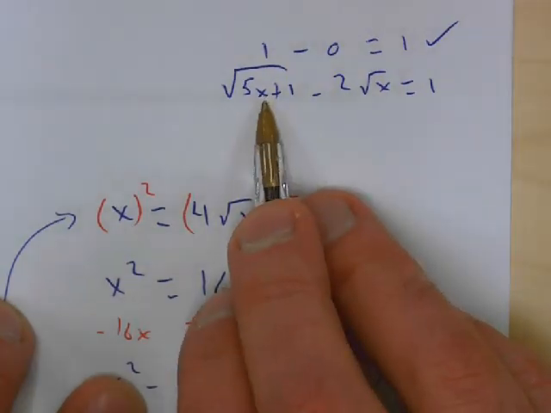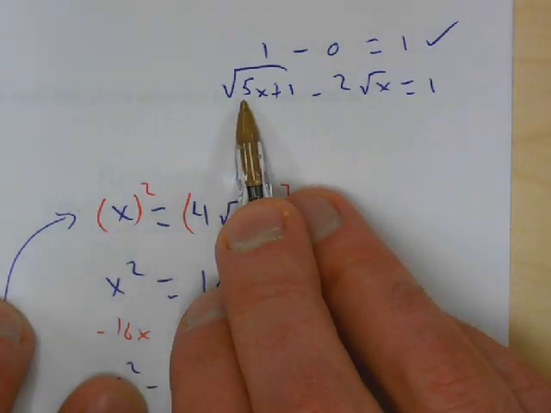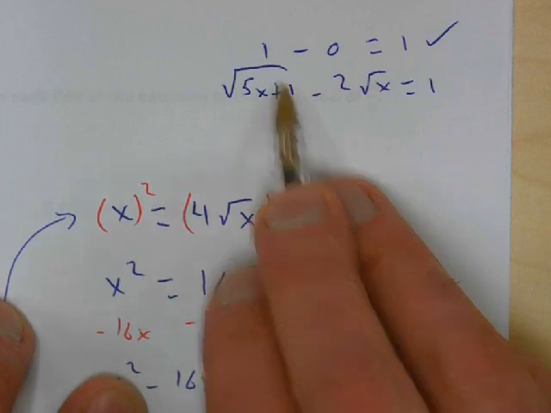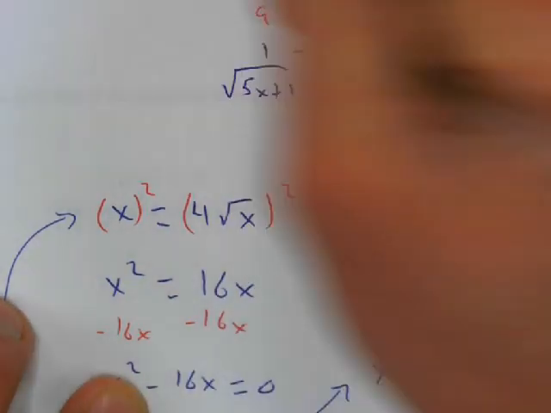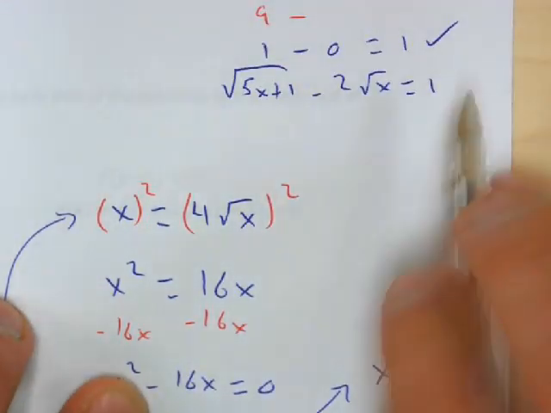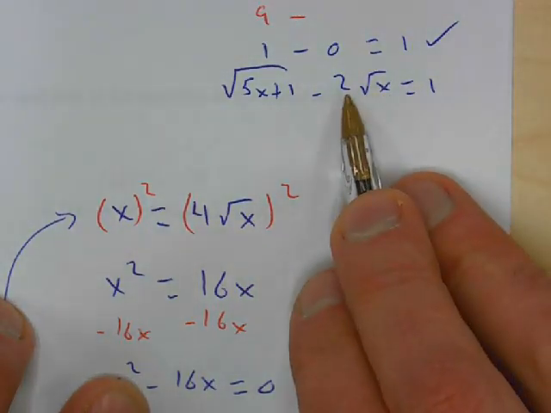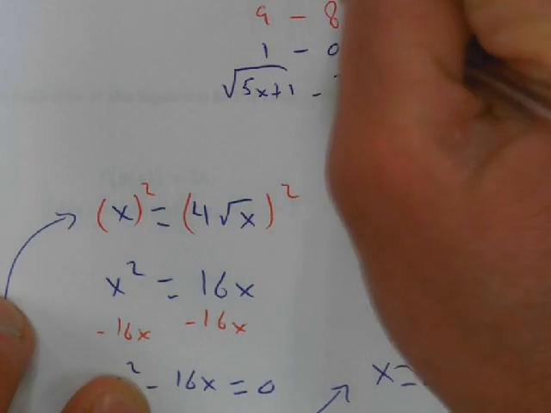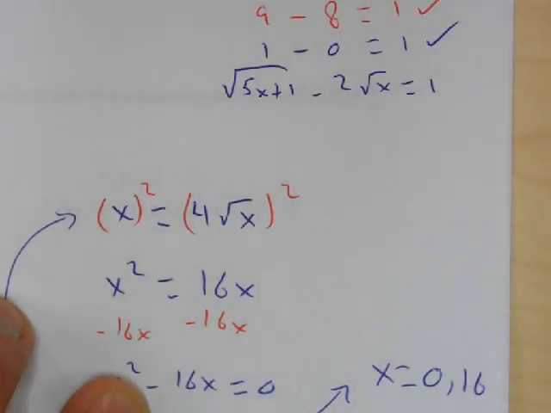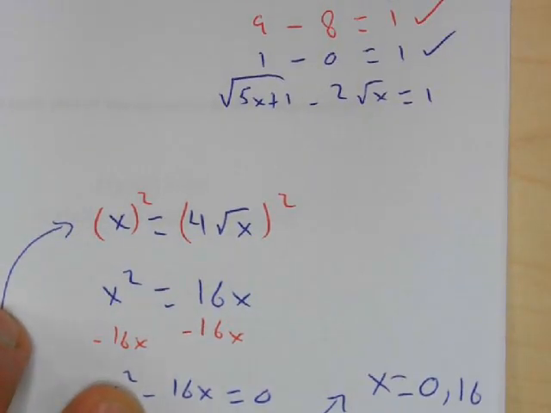All right, if I plug in 16 times 5 is 80, plus 1 is 81. The square root of 81 is 9. Minus, if I plug in 16 here, the square root of 16 is 4. 4 times 2 is 8. So 9 minus 8 equals 1. Yeah, that's true as well. So both of these answers actually worked.